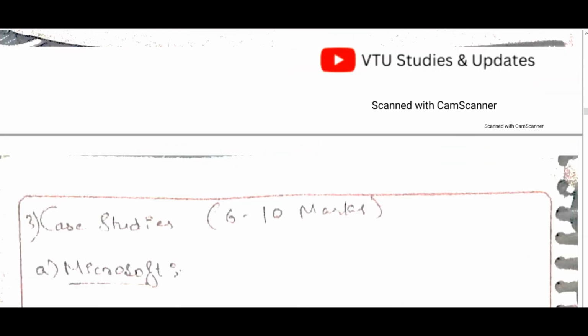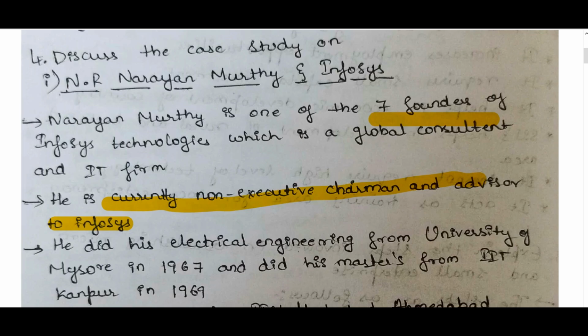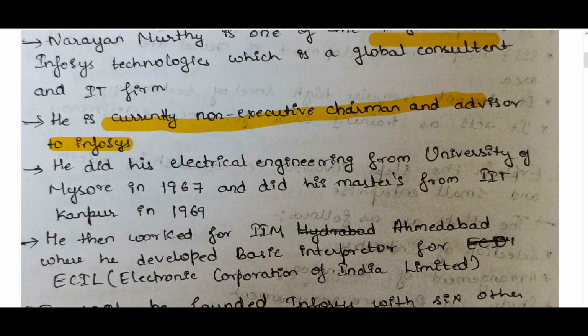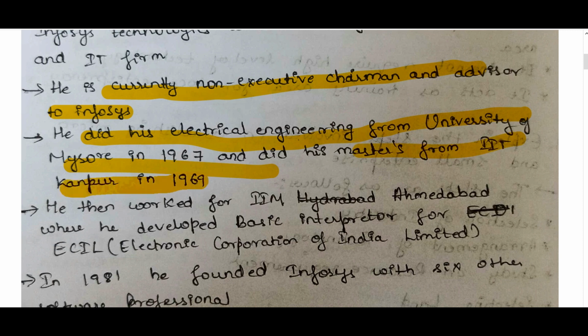So the next question is a case study about Narayan Murthy and Infosys. Narayan Murthy is one of the seven founders of Infosys Technology. He is currently an executive chairman and advisor to Infosys. He did his electrical engineering from University of Mysore, and he did his master's from IIT Kanpur in 1969.